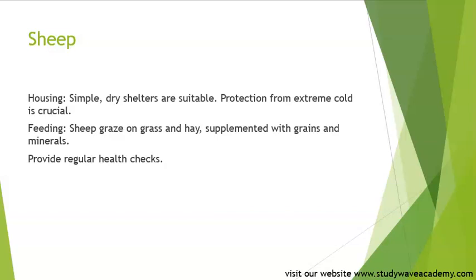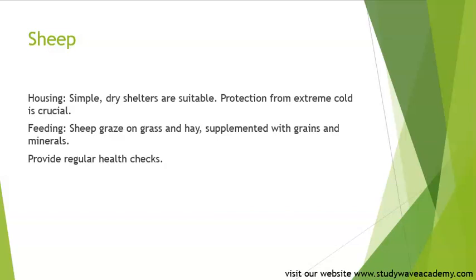Feeding. Sheep graze on grass and hay, supplemented with grains and minerals. Allow sheep to graze on land. They feed on grass and other plants. You also provide supplementary food like grains. Provide clean, fresh water at all times.